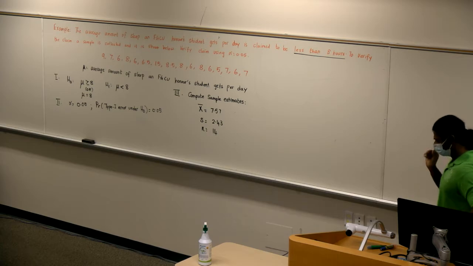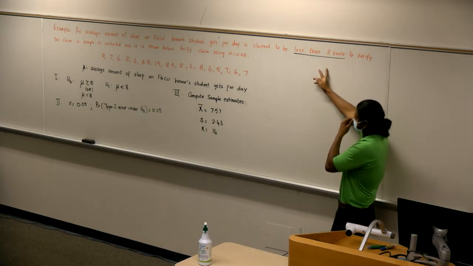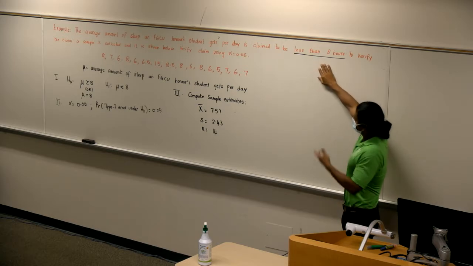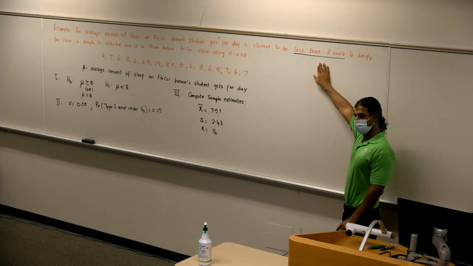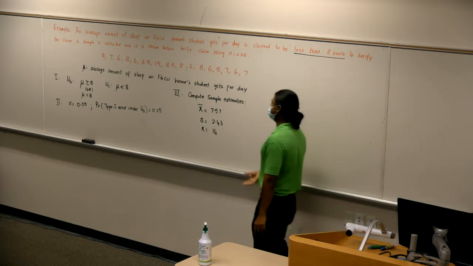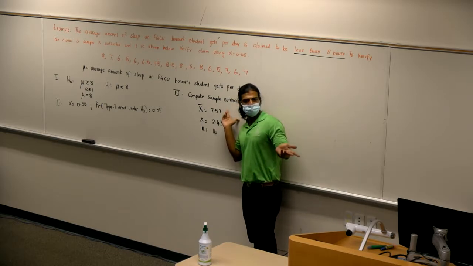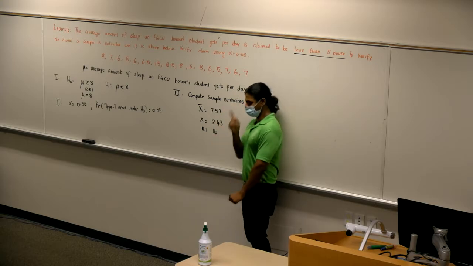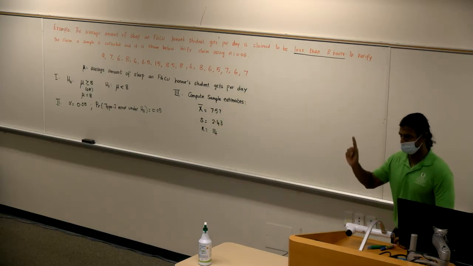So, you look at those values. The claim is that the average amount of sleep would be less than 8 hours. We collected a sample. A sample is telling us it is 7.57, certainly less than 8, right? Do you think that the claim is true?